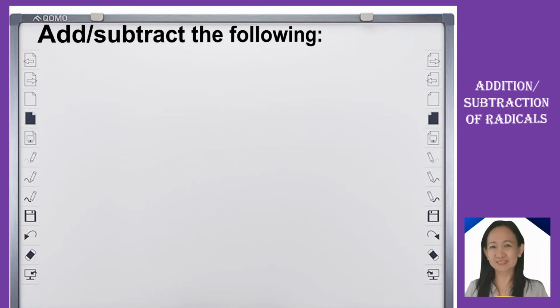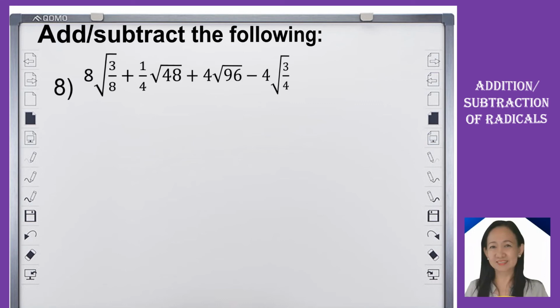For a deeper understanding of the topic in simplifying and combining radicals, let us see number 8. Our given is 8 times the square root of 3/8 plus 1/4 times the square root of 48 plus 4 times the square root of 96 minus 4 times the square root of 3/4. Looks complicated? Don't worry. Let us start by simplifying each term.